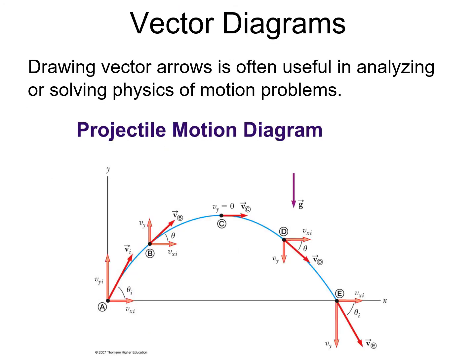Where we are headed with this is that vector diagrams, vector arrows, are often quite useful in analyzing or solving physics of motion problems. So this diagram, for example, represents the path of a projectile, such as your hoop glider. Now, just FYI, I don't plan on doing any kind of vector diagrams quite this complicated anytime soon.